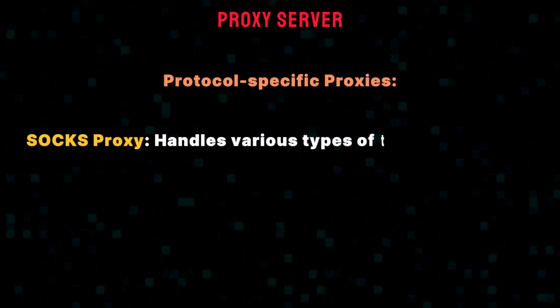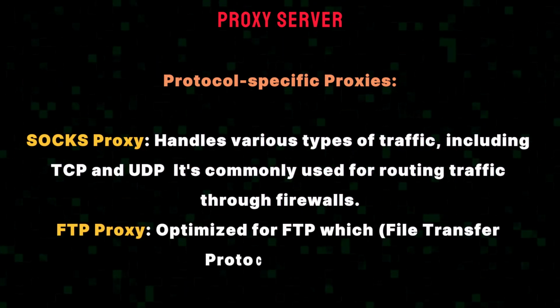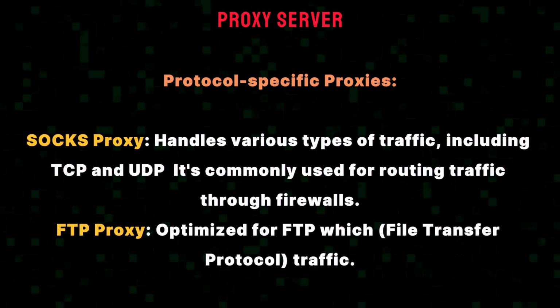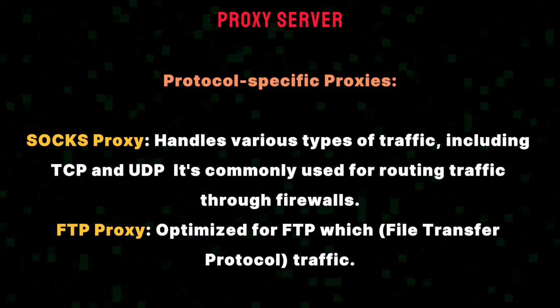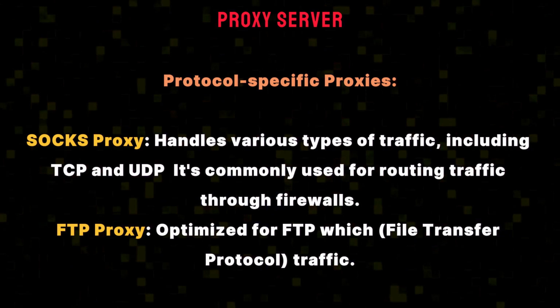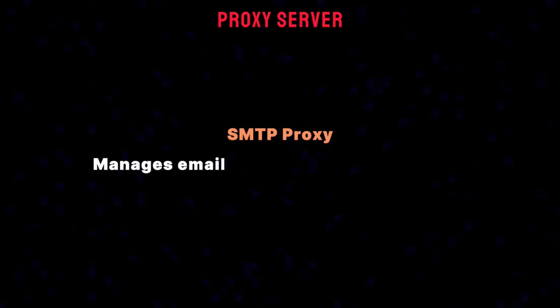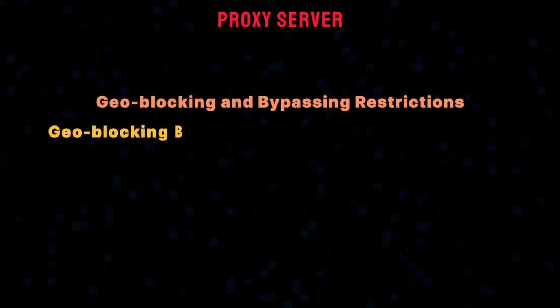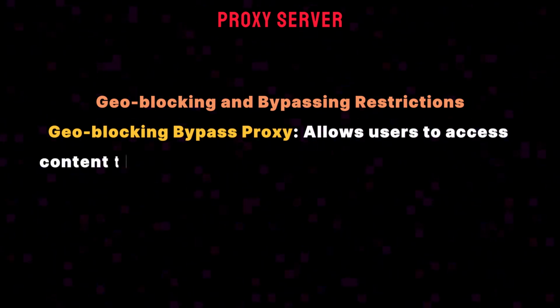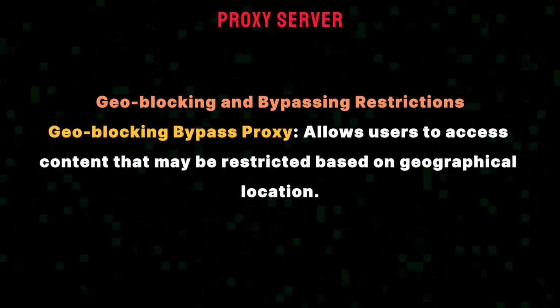Protocol-specific proxies. SOCKS proxy handles various types of traffic, including TCP and UDP. It's commonly used for routing traffic through firewalls. FTP proxy, optimized for FTP, file transfer protocol, traffic. SMTP proxy manages email traffic, enhancing security and filtering. Geo-blocking and bypassing restrictions. A geo-blocking bypass proxy allows users to access content that may be restricted based on geographical location.